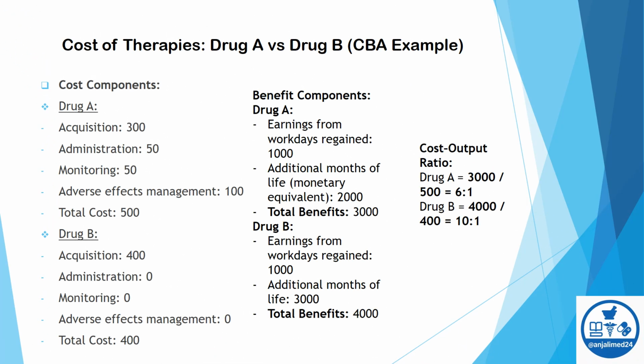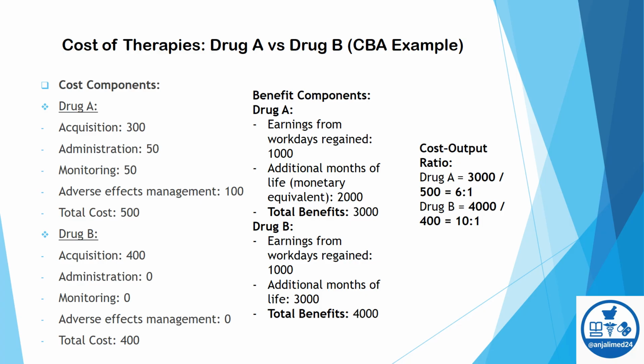Cost of therapies, drug A versus drug B. Here's a simple example of how cost-benefit analysis works in real decision-making. Drug A has a total treatment cost of 500 units, whereas drug B is slightly cheaper at 400 units. When we look at the benefits, such as improved productivity and extended life expectancy, drug A provides benefits worth 3,000 units, while drug B offers 4,000 units.